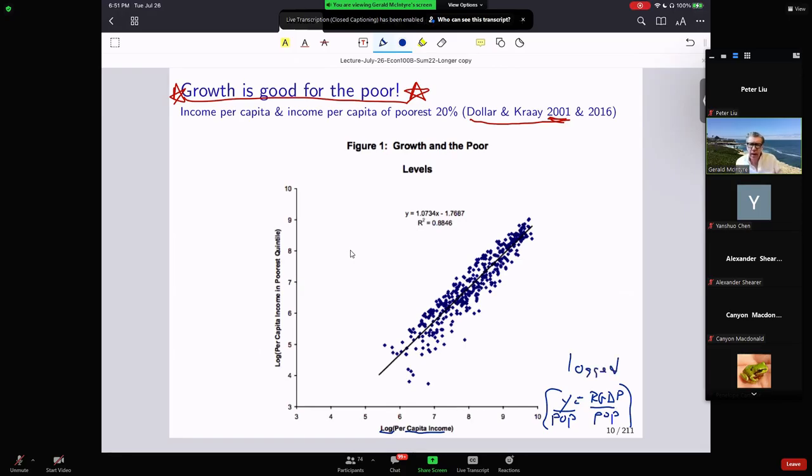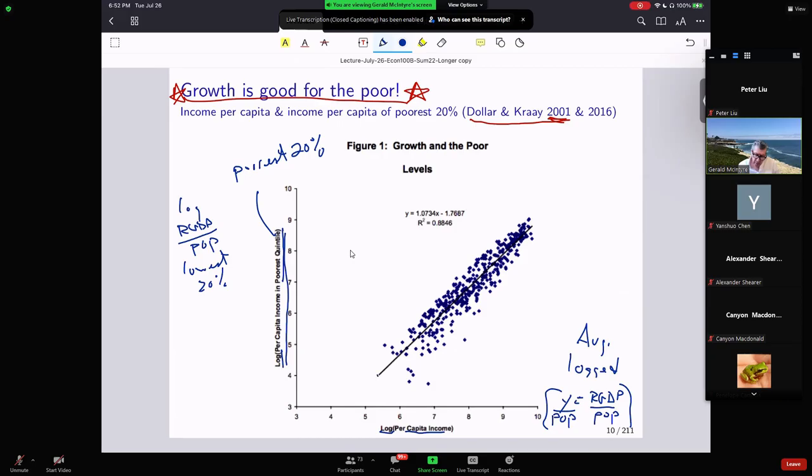The logarithm doesn't do anything to this distribution. It just makes it easier to present the data, that's all. So this is the log average of income in a country. And each of these dots is a particular country. This axis is also the log per capita income in the poorest quintile. The lowest, or poorest, quintile is the poorest 20% of the population of a country. And this represents the log real GDP in that lowest 20%.